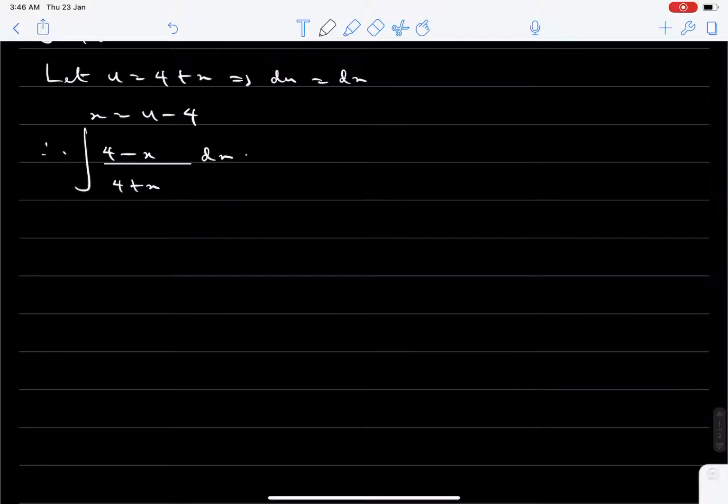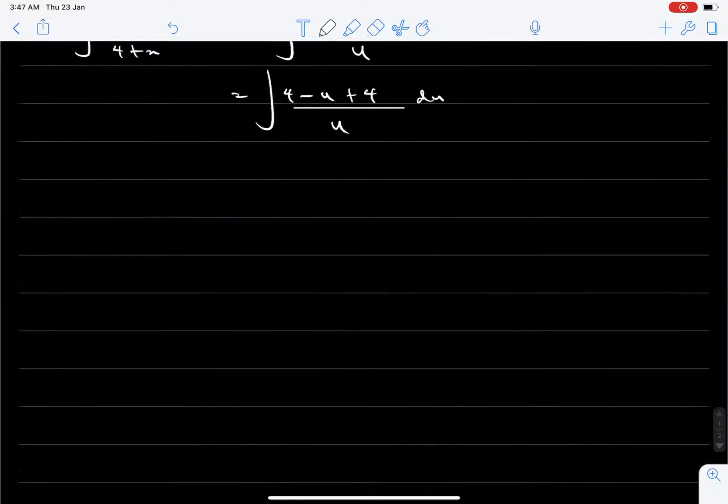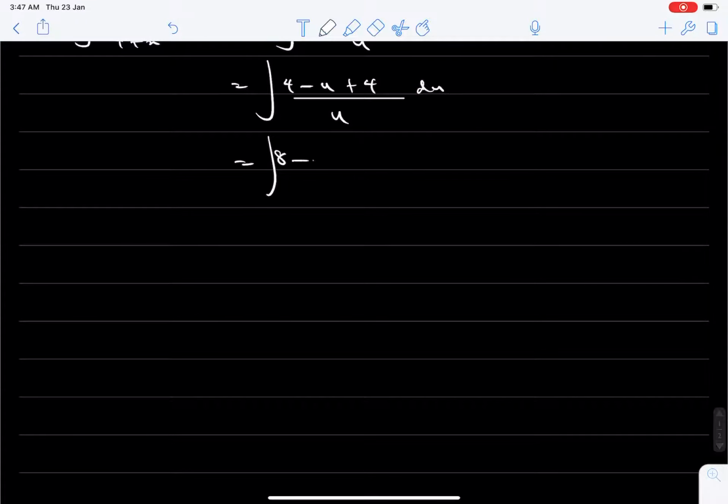(4 plus x) with respect to x is the same as the integral of (4 minus (u minus 4)), because x is u minus 4, divided by u dx, which is the same as du. And that means the integral of (4 minus u plus 4) divided by u with respect to u. And that means the integral of (8 minus u) divided by u with respect to u.